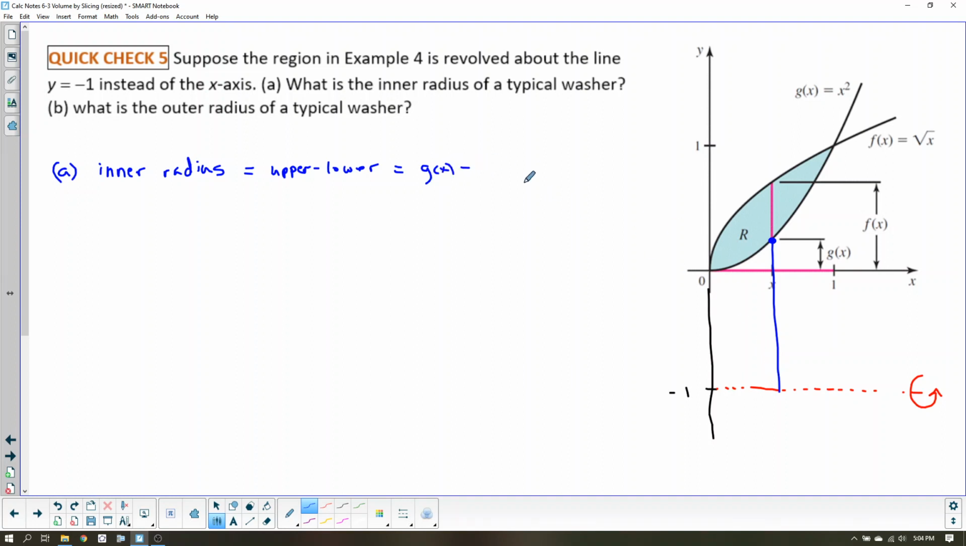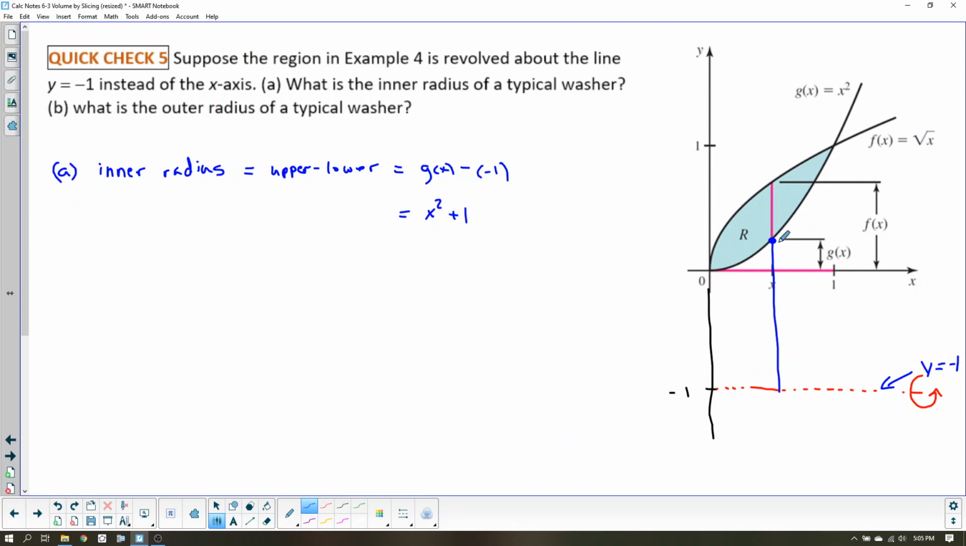minus the lower would be -1, the line itself. You can think of this line as being a function. This is y equals -1. So upper minus lower should give you the length of that. So g of x in this case is x squared. So x squared plus 1 is the length of that blue segment.